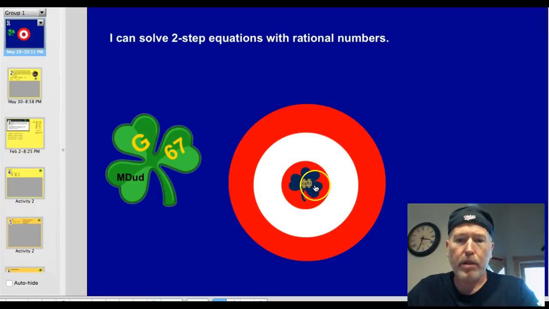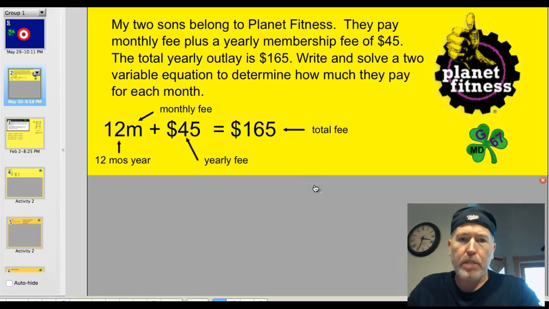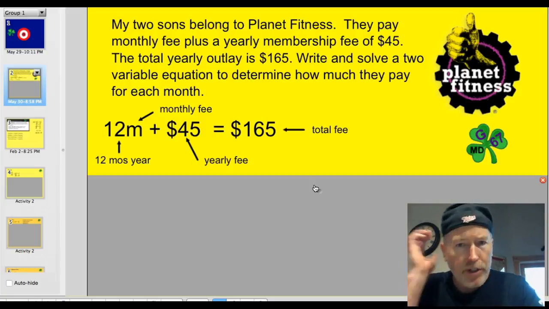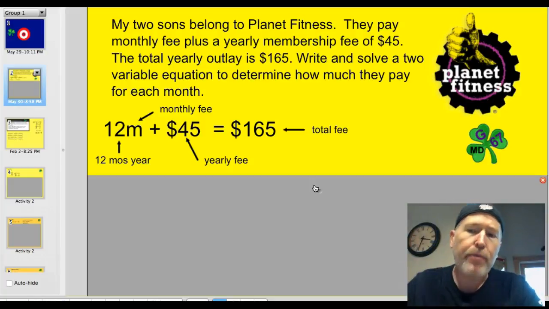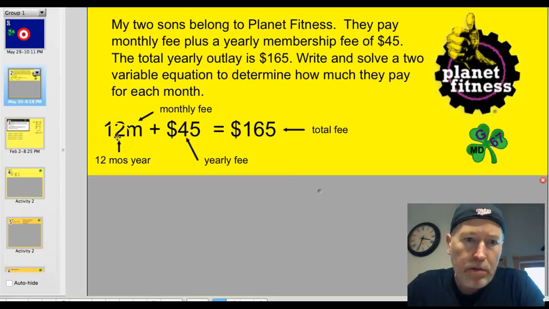Let's do this thing. All right, my two sons belong to Planet Fitness. They pay a monthly fee plus a yearly membership of $45. The total yearly outlay is $165. Write and solve a two-step equation to determine how much they have to pay for each month. Well, they pay 12 months a year, so there's the 12, and they pay a monthly price. They pay once a year, $45, and the total is $165.